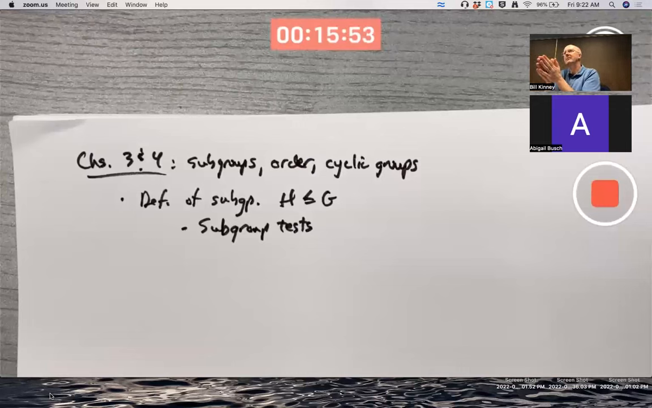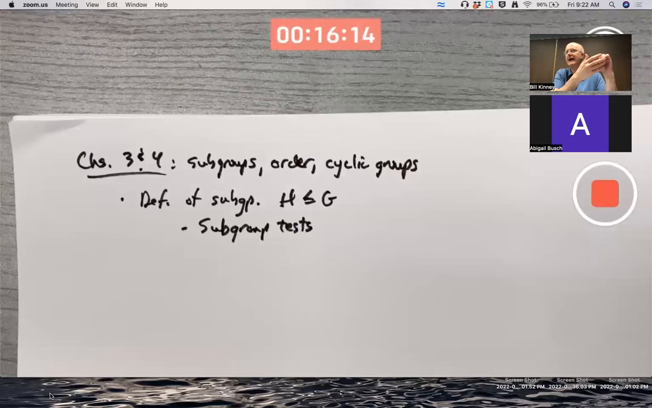With the one-step subgroup test, assume a and b are in H and show a b inverse is in H. Remember that? With the two-step, you have to do two steps. So you might think it's a little harder, but conceptually it's a little easier. That's why we have a two-step subgroup test.